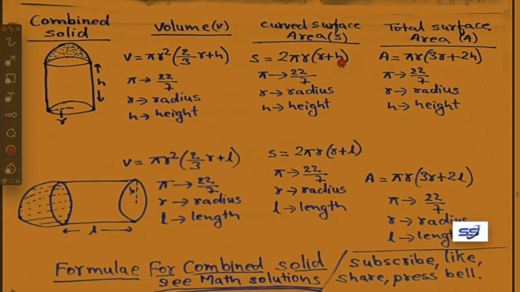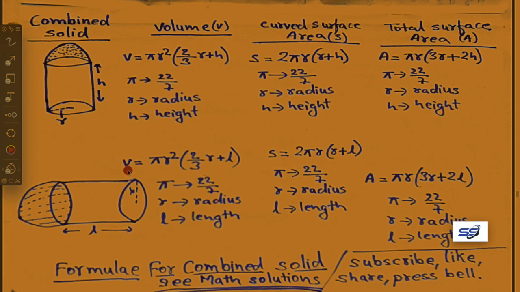To find the total surface area of this figure, the total surface area is denoted by A. A equals pi r in parenthesis 3r plus 2h. This is our formula to find the total surface area of this combined solid figure. In this formula, pi means 22 upon 7, r is radius, h is height. Similarly, we see more here.